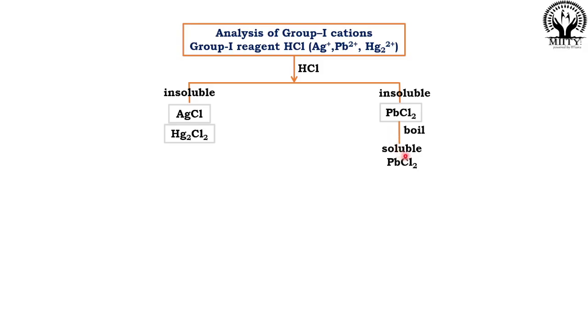After that we boil the solution. If the PPT is soluble, then the corresponding PPT is lead chloride, because lead chloride is soluble in hot water. AgCl and Hg2Cl2 are not soluble in hot water but PbCl2 is soluble in hot water. For one of the first group cations, Pb2+, when we add the first group reagent dilute HCl, it forms white PPT of PbCl2, and PbCl2 is insoluble in cold water. When we boil the solution, it is soluble.